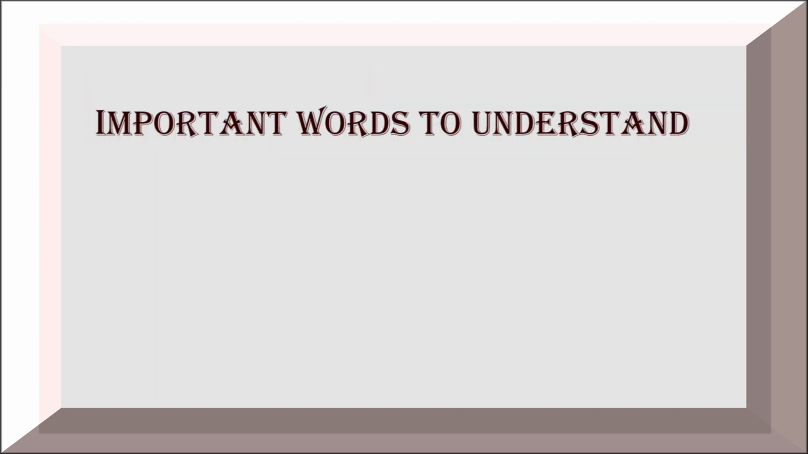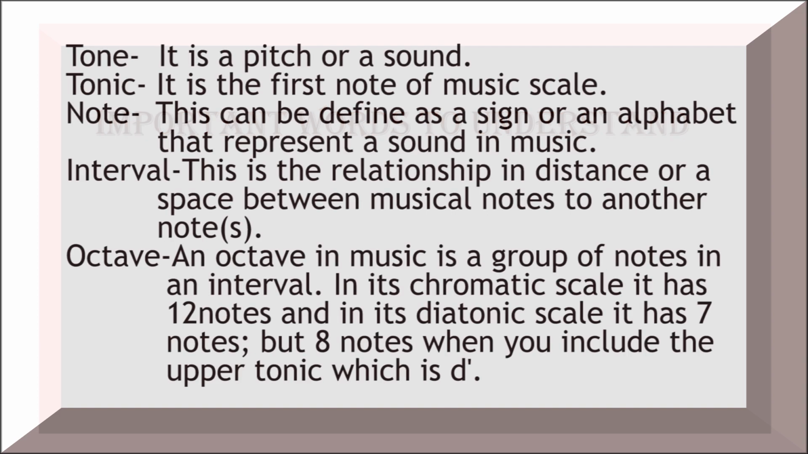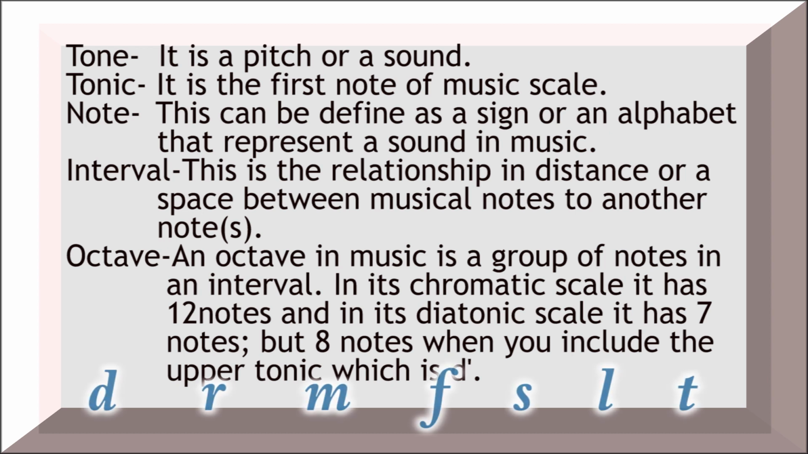Certain words we need to understand. Number one is tone. What is tone? Tone is a pitch or a sound, a word called tonic. It is the first note of a music scale. Then what is note? This can be defined as a sign or an alphabet that represents a sound in music.